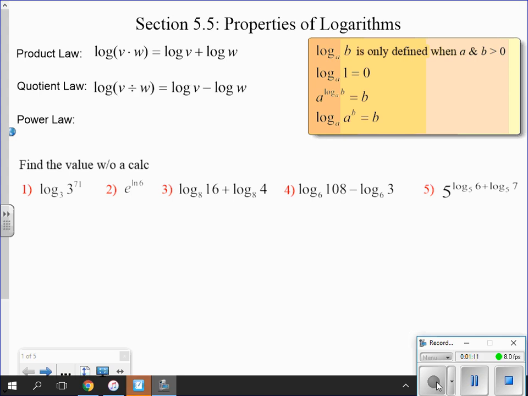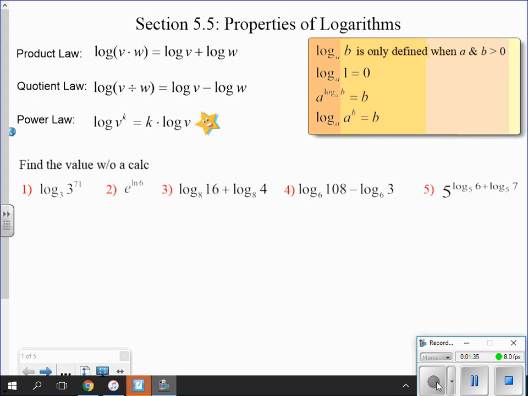Okay. Quotient law. If I have two things divided, that's subtraction instead of addition. Okay. Log of v divided by w is the log of v minus the log of w. Take one log, make it two logarithms. Or I can take two logarithms and make them one. Anything that's subtracted, I can do to divide. And then the power law.